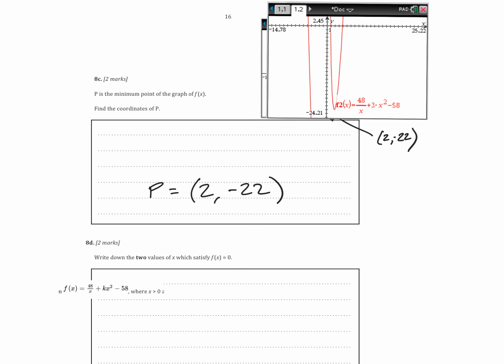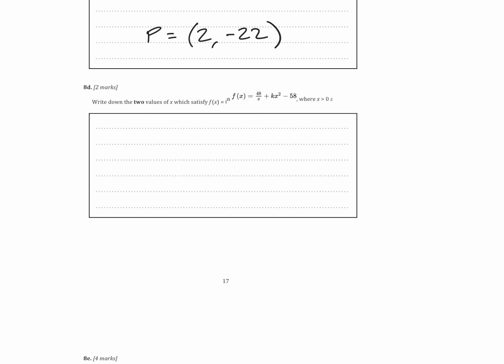This one, bring it down. Marvellous. And I said k was equal to 3, didn't I? So my function is equal to 0. And let's grab a pen. So we've got 0 equals 48 over x plus 3x squared minus 58. And we need to find the two values which satisfy f of x being equal to 0.